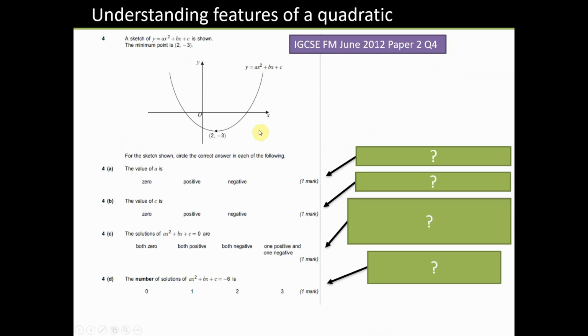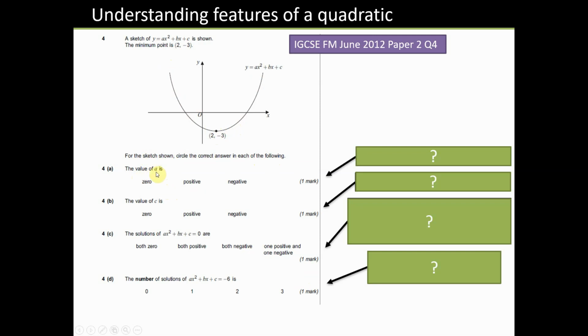So if we go through some features of a quadratic, this is from a GCSE paper, and they're just some quick one markers that hopefully we should be able to get. So looking at this quadratic, we've not been given the equation, we've just been given a turning point, or we can also call it a minimum point. For the sketch shown, circle the correct answer in the following.